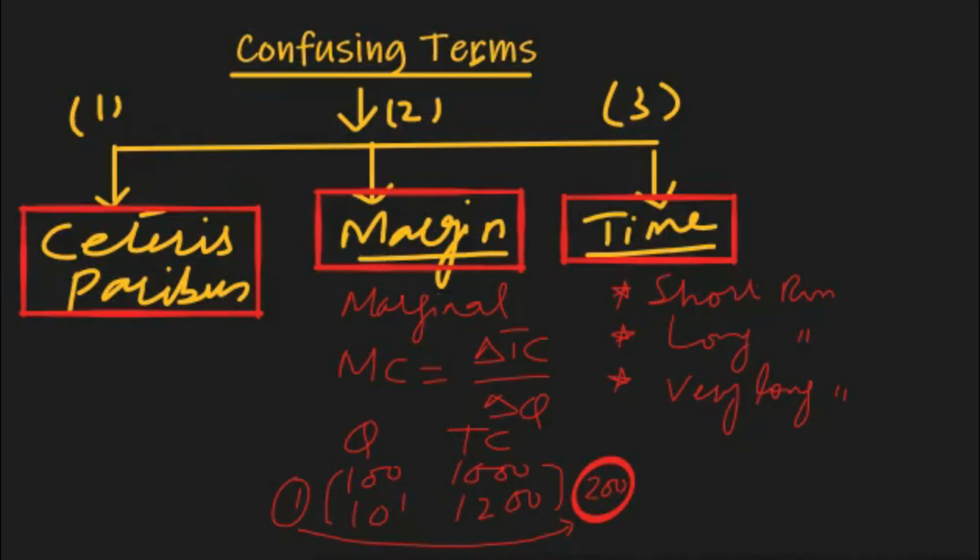In different subjects, short run has different meanings. In business studies, this term is used for a certain period of time that might be less than 1 year. So a period of less than 1 year is short run in business and accounting, but in economics, we don't consider short run in number of months or in number of years. Rather, we consider short run as per the change in factors of production, land, labor, and capital.